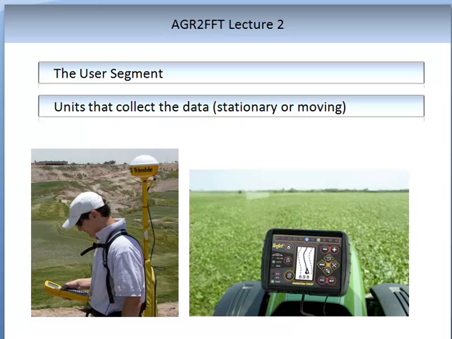The user segment is the last segment to examine. This is the unit that collects the data, and it can be stationary or moving. The 2 images on the screen show you examples of GPS user segments. The one on the left is an expensive Trimble GPS unit, and the one on the right is a unit that is attached to a tractor, which enables location and records to be stored.